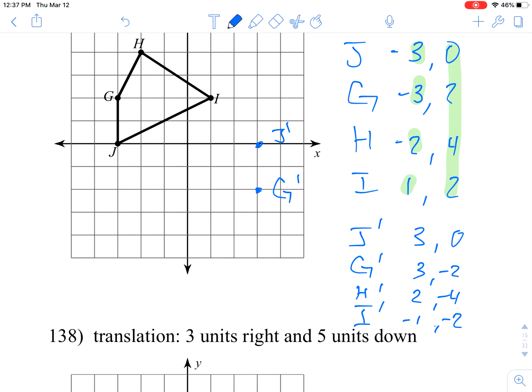H at 2, -4, right here. And then I at -1, -2, right there. Again, if you've not learned how to do it this way, you do not have to do it this way. You can absolutely still trace the origin, and then you can turn it if you want.